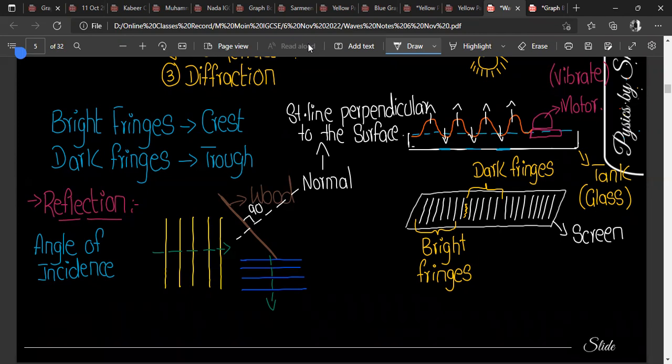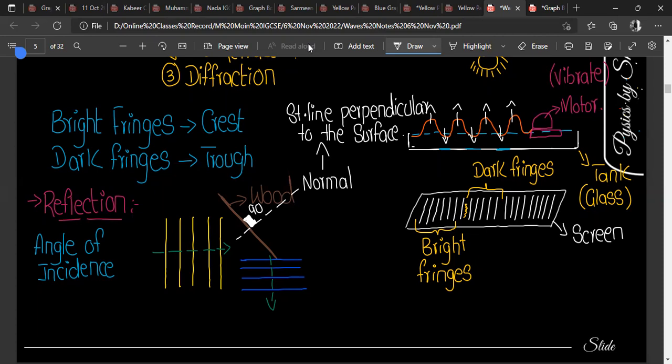So now you can easily draw a line at 90 degrees with the reflecting surface. If the obstacle is placed in this orientation, you just need to draw a straight line which is completely perpendicular, or at 90 degrees, with the reflecting surface, right? So this is the 90 degrees, the angle between the normal and the reflecting surface.